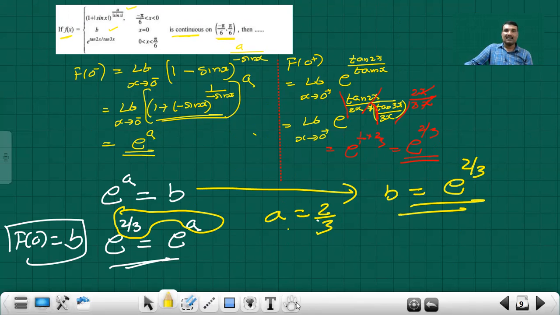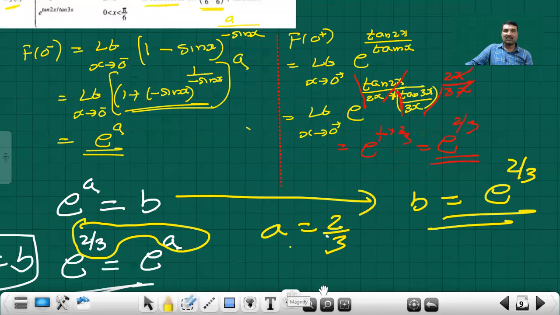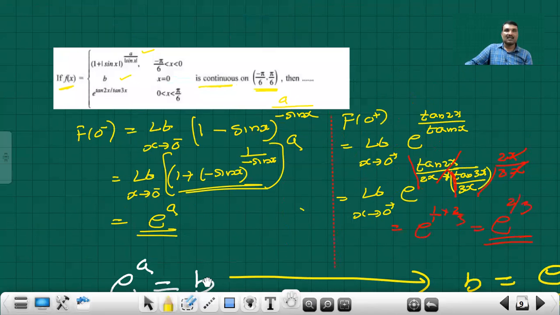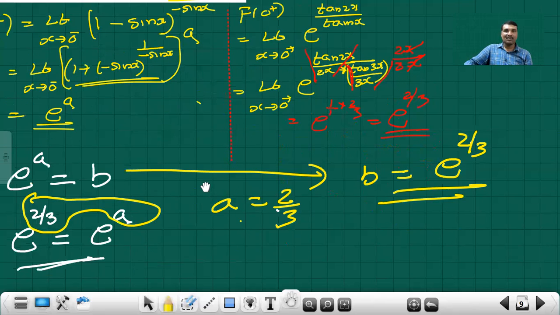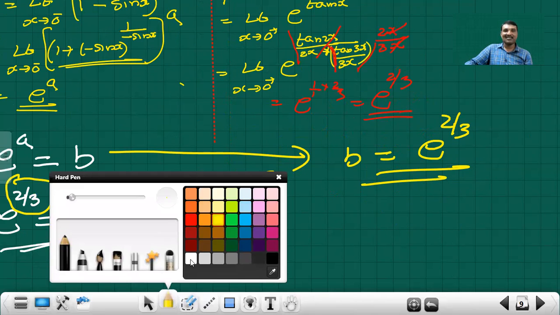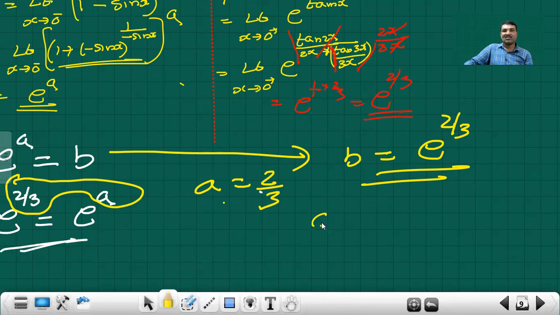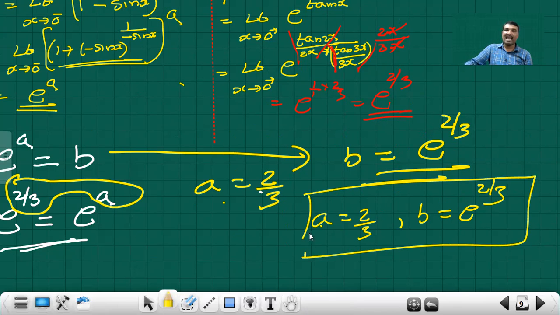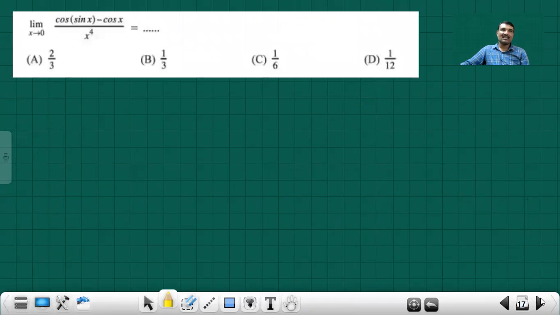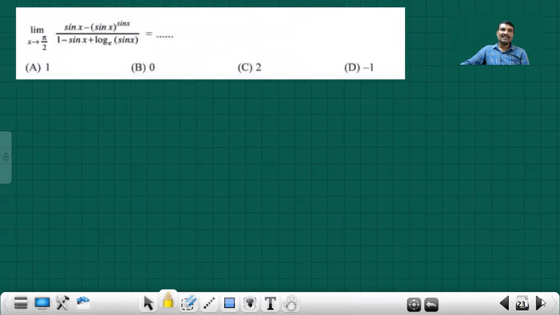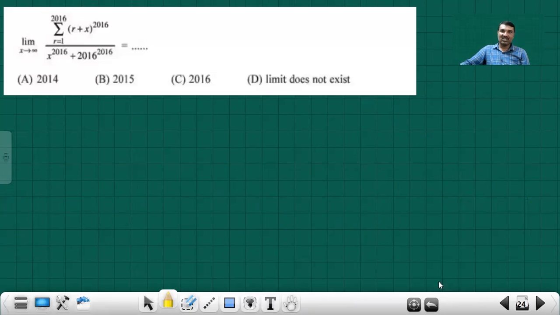So what is the correct option? I forgot to write the option. The option is a is equal to 2 by 3 and b is equal to e raised to 2 by 3. The question is to find the values of a and b. Okay, and these are the remaining problems in this session that we will discuss in the next session. Okay, thank you.